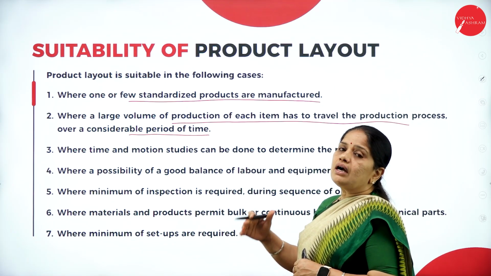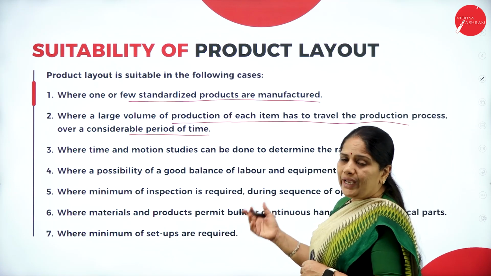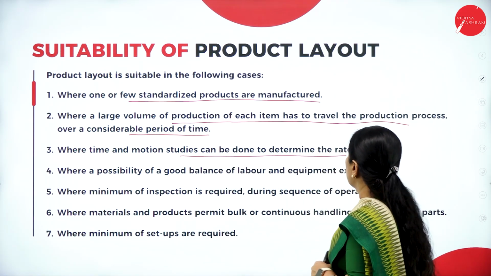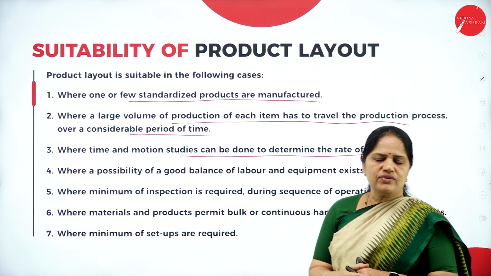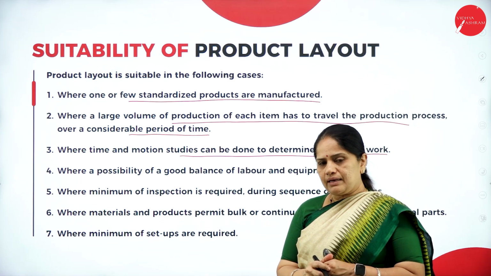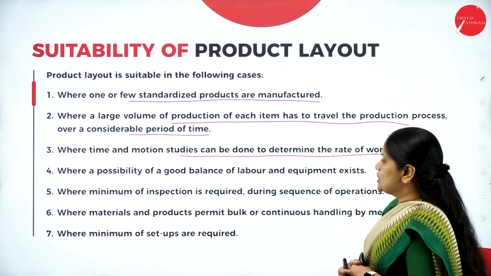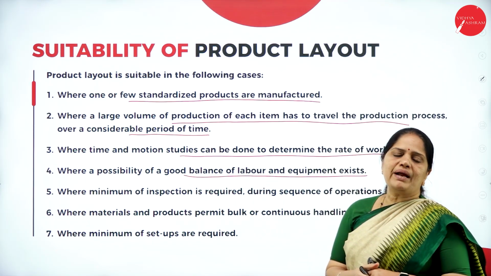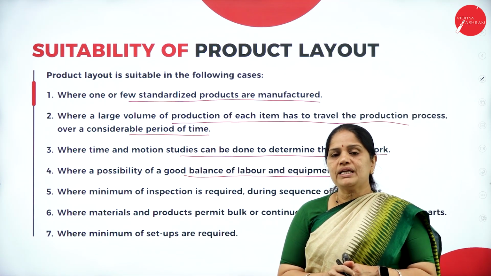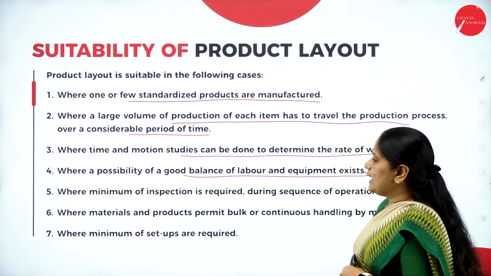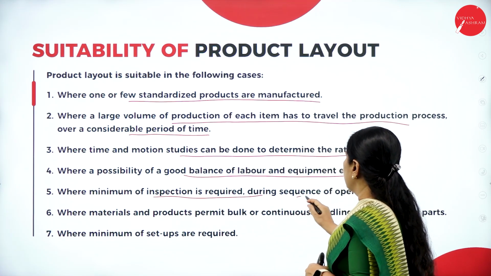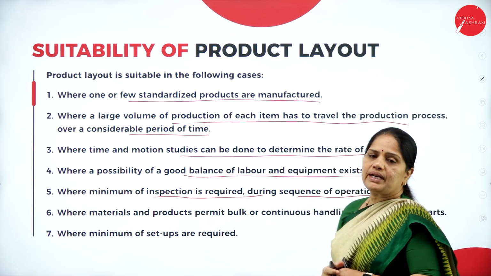So for such kind of products, we need a plant layout where time and motion studies can be done to determine the rate of work. The rate of work can be decided by the time and motion studies, where there is a possibility of good balance of labor and equipment, where a minimum of inspection is required during the sequence of operations.